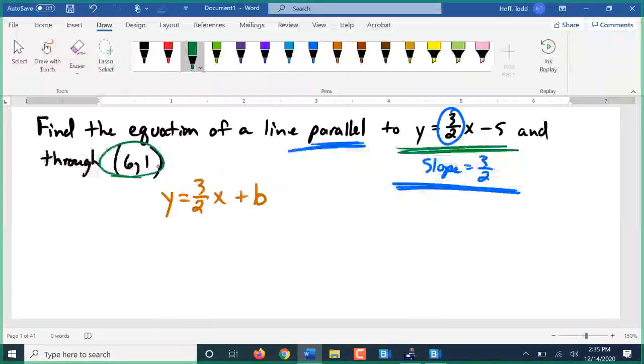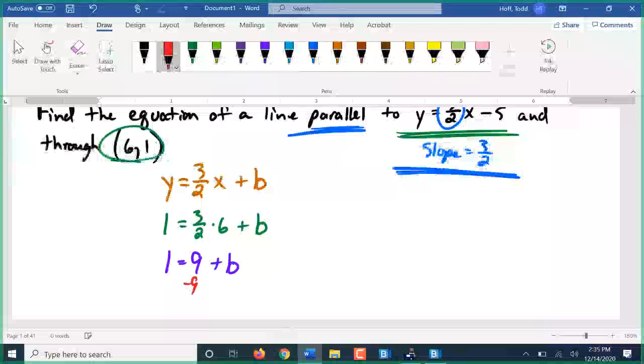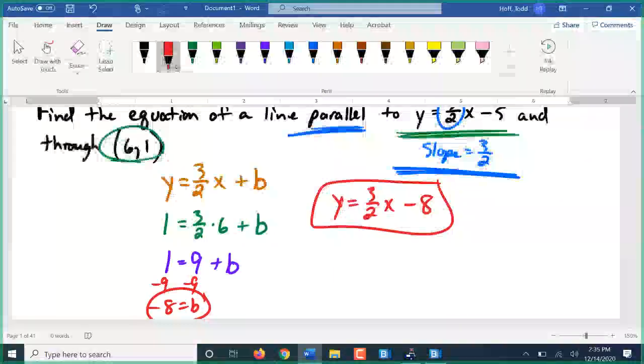I plug in my point, 6, 1. So y is 1, x is 6, and now I can solve for b. So 3/2 times 6 is 9, and I subtract 9 to get -8 equals b. So that means my equation here is y equals 3/2 x, and b is -8, so minus 8. There's the equation of that line parallel to the original equation through that given point.